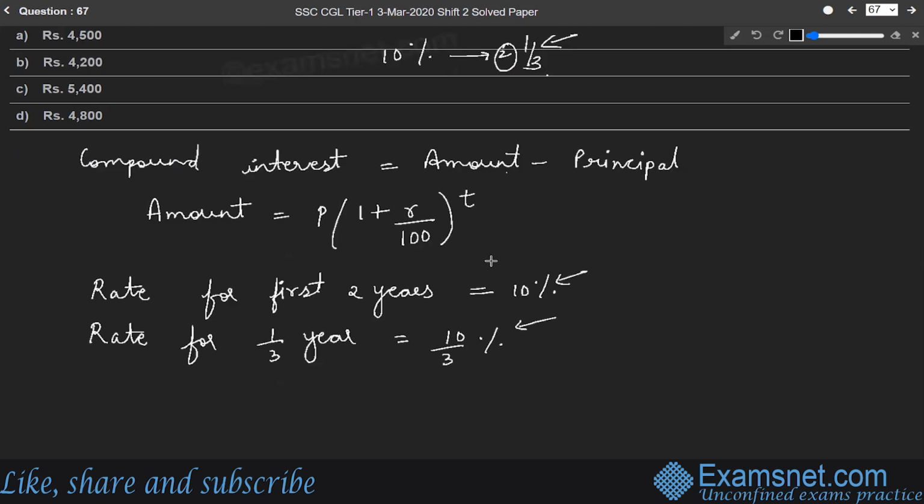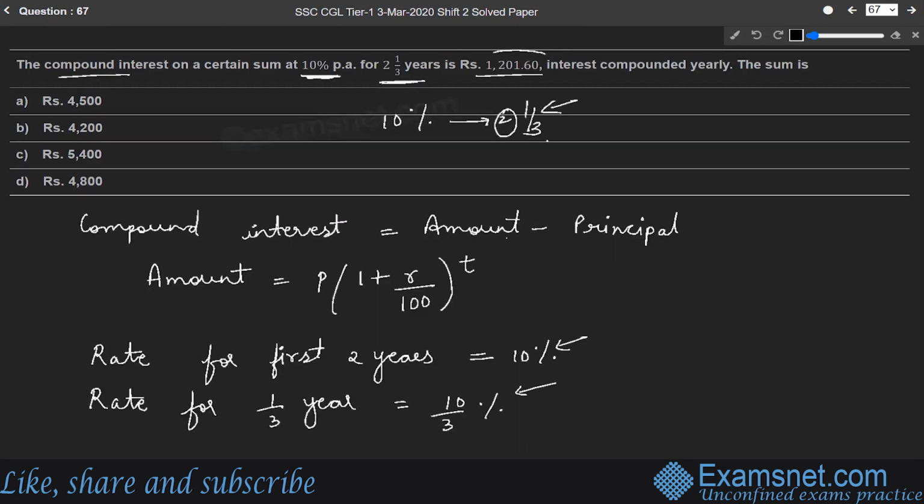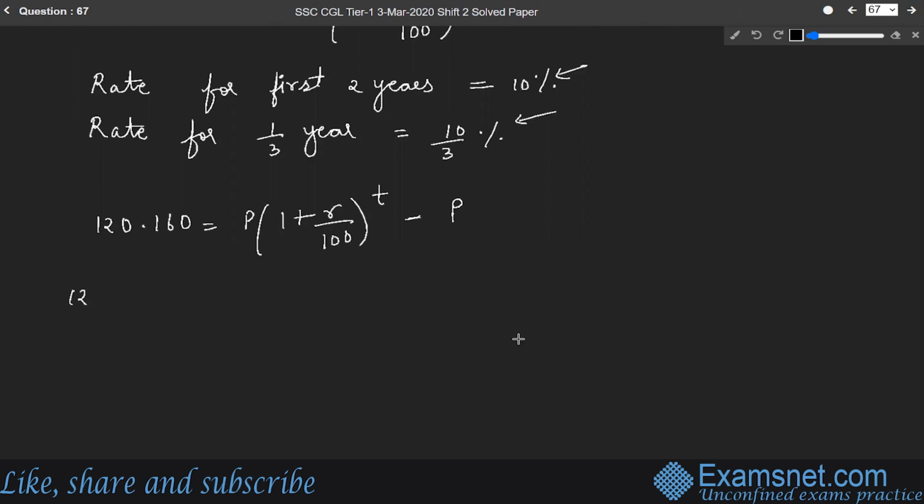Now let us put the values in the formula here. What is the compound interest? The value of compound interest is given in the question, which is 1201.60. So 1201.60 is equal to amount. Amount will be P into 1 plus R by 100 power T minus principal. Okay. So principal will be P only, because principal is denoted as P here. So it can be 1201.60 plus P is equal to P into 1 plus R by 100 power T.